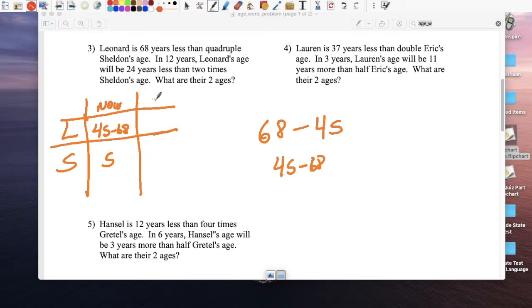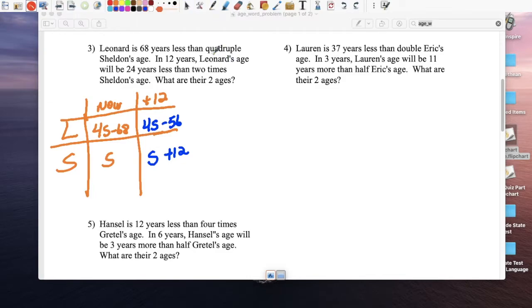That's now. And then in 12 years, so plus 12 in the future. And again, I hate writing S's because my S looks like a 5. So it's 4S minus 68 plus 12. So we're going to get 4S. And minus 68 plus 12 is going to be minus 56, right? Because I had to combine negative 68 and 12, and I get negative 56. And at the bottom, it's going to be S plus 12. So that's their ages 12 years from now.